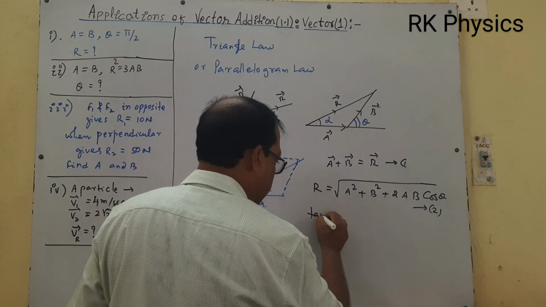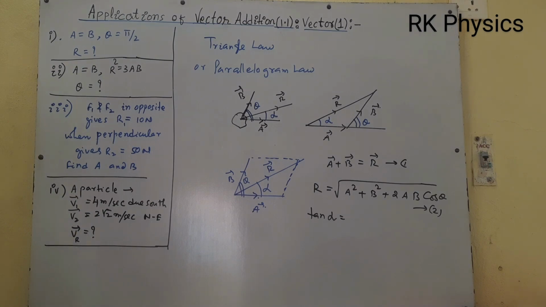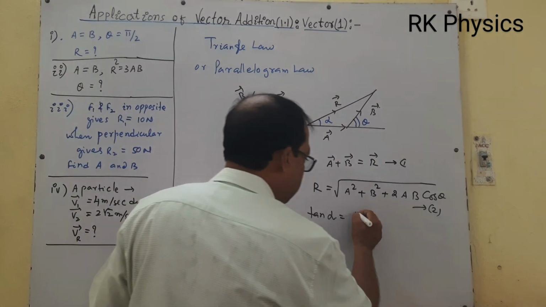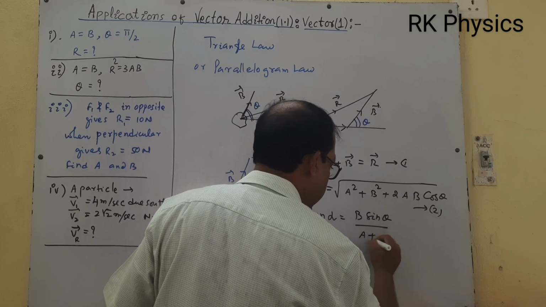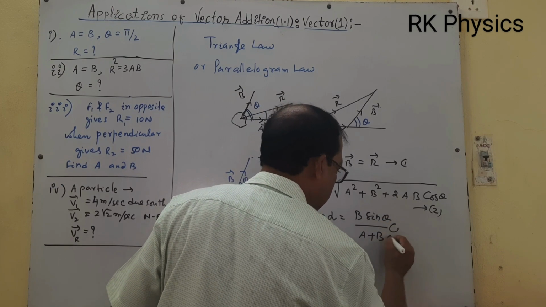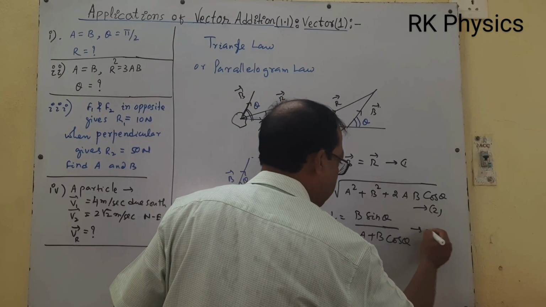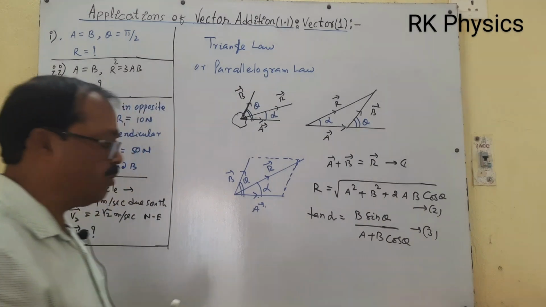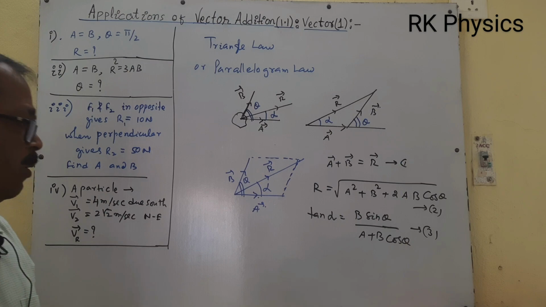Similarly, what is tan alpha? To calculate the direction, tan alpha is B sin theta divided by A plus B cos theta. From this you can find out alpha, by taking tan inverse. So, both equations 2 and 3 give the magnitude and the direction of the resultant vector.